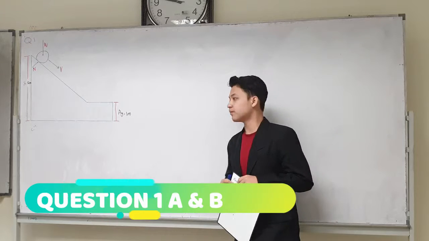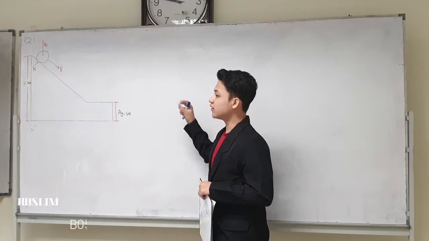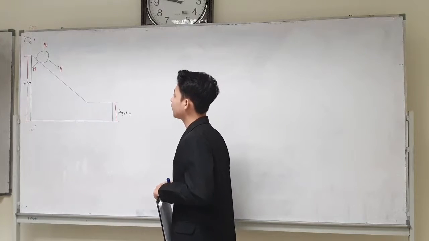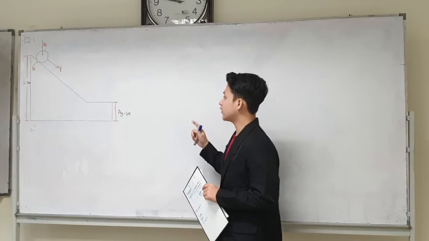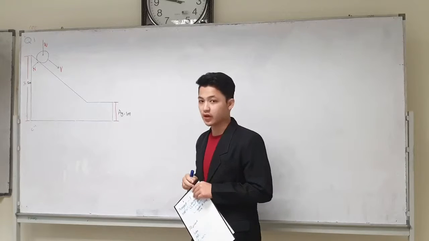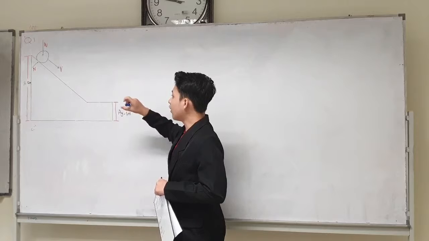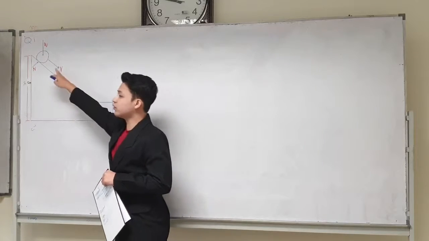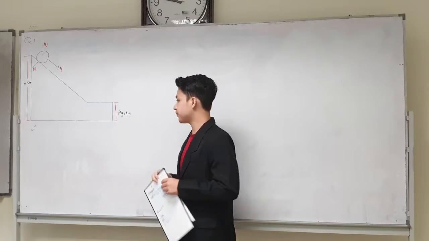Question 1A and B. The given situation is a ball released from rest on a smooth ramp. For the first question, question 1A, it asks us to sketch the free body diagram. So this is the free body diagram. In our question, we use a basketball with a mass of 800 grams.